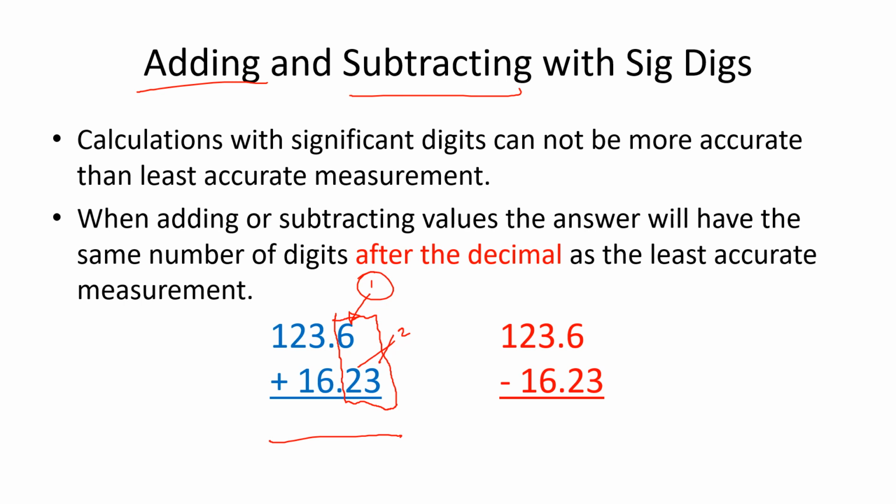So let's see what it comes out to on my calculator. 123.6 plus 16.23 equals, I got 139.83. And so what I'd have to do is round this back, get rid of that guy. And so the answer would have to be 139.8 to stick with the least accurate value. You can't be more accurate than your least accurate measurement. Okay, same thing with subtracting.